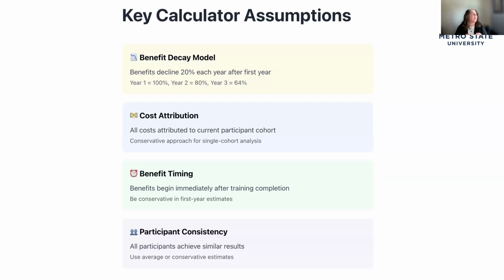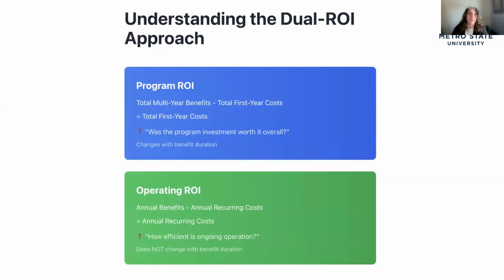Benefits timing. We assume that benefits begin immediately after the training is complete. And we do this in the calculator. That's an assumption that's in there, though it may be that it takes a little bit of time for those to show up. And then finally, the participant consistency, we assume that one participant is equal to the other. So we don't try and get into the idea that some people are going to benefit more than others. They're all the same, right? So these are just the assumptions we make in the calculator.